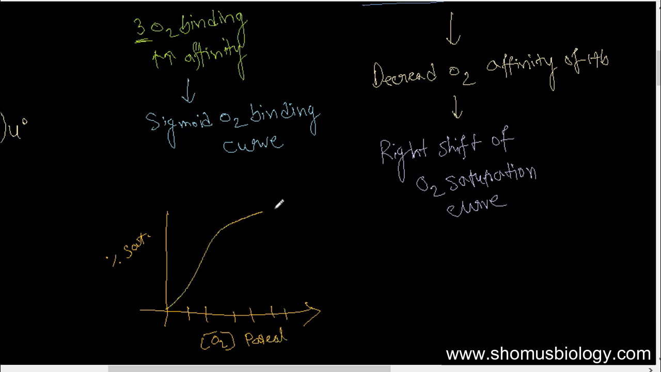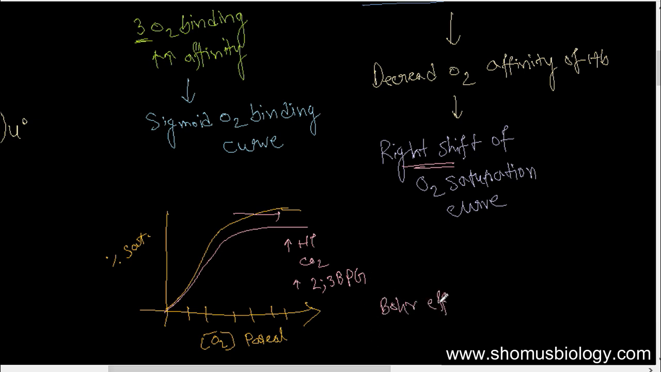So normally we know this is a kind of a graph, and this graph is shifted to the right. This right shift is caused due to the elevated amount of H plus, elevated amount of CO2 and elevated amount of 2,3 BPG, bisphosphoglycerate, okay. Got it? And this is also known as Bohr effect, okay.